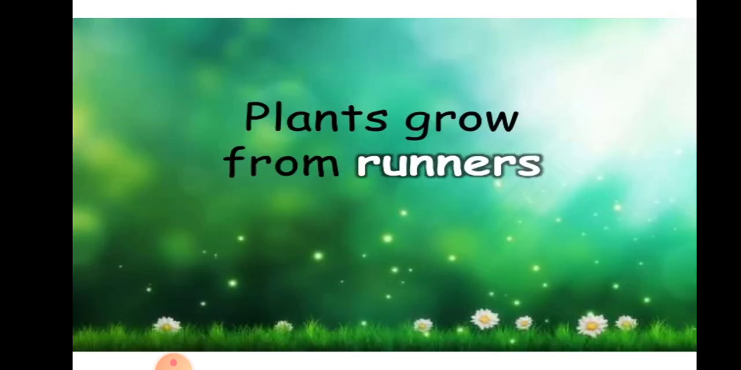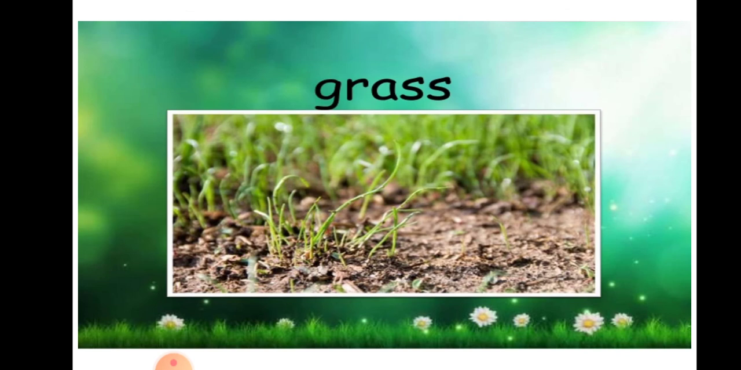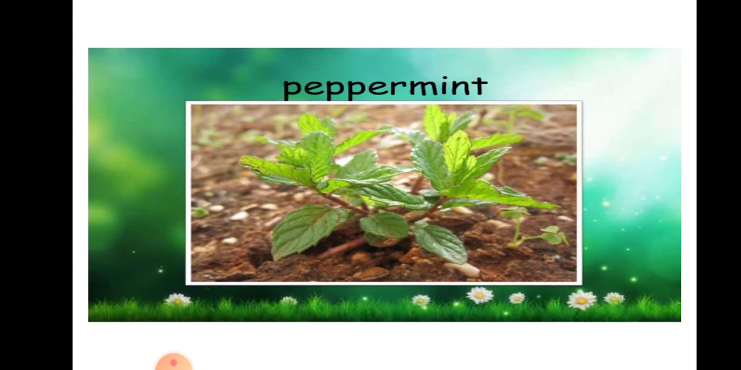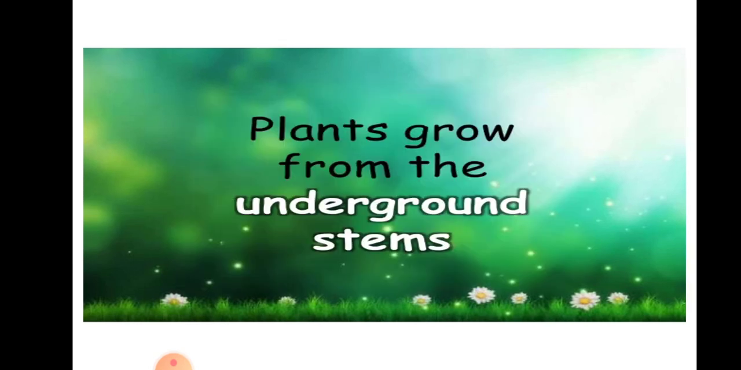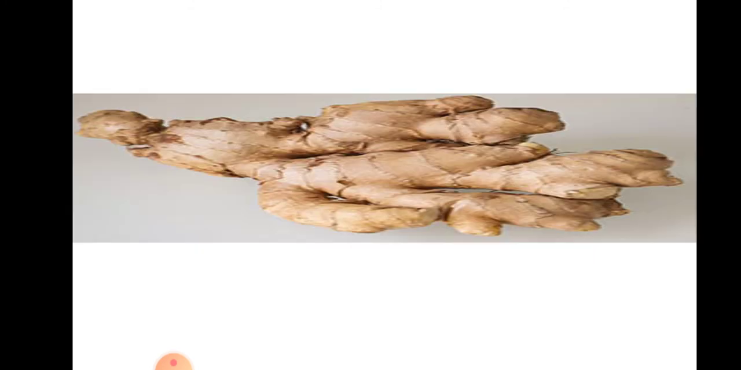And the next one, the plants grow from runners. The strawberry example, in the case of the strawberry, the plants grow through runners, and also in the grasses the runners are present. And then the peppermint, the plants grow from underground stems. For example, the yam and the ginger.